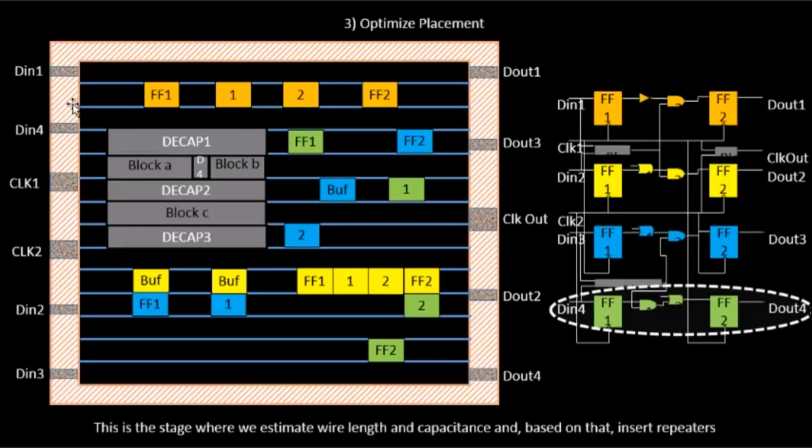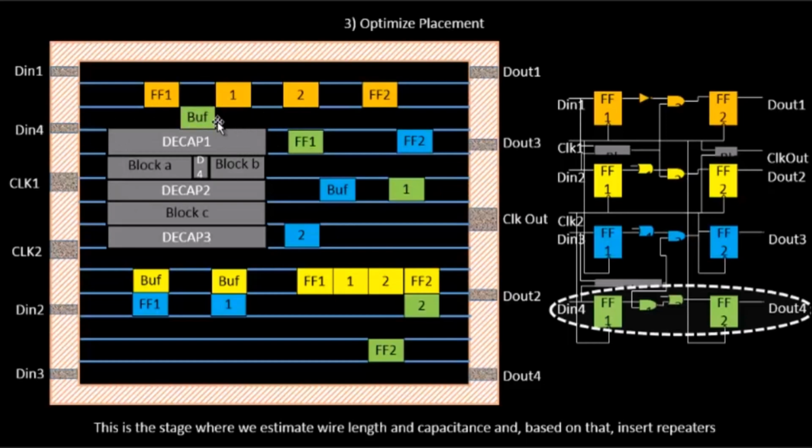Let's do that. So from D in 4 to flip-flop 1, the distance looks a bit high. It looks a bit on a higher side. So you need to place some buffers, and you can't place buffers in this area because this part of the floor plan is already occupied by decoupling capacitors and blocks and so on. So you can't place a buffer in this area. Let's try to place the buffers from this path.